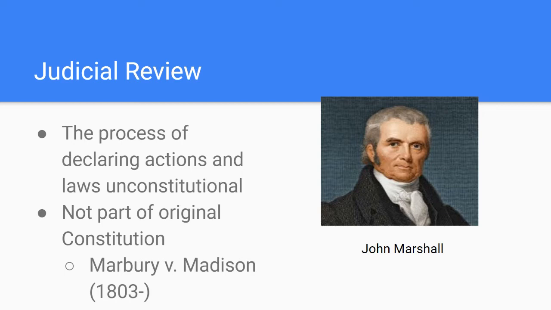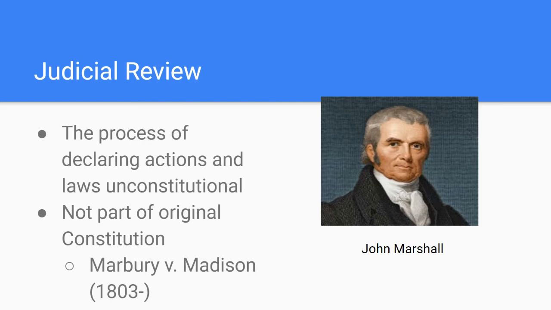The idea of reviewing what Congress does and what the president does and deciding whether or not it's constitutional is known as judicial review. It's the judicial branch reviewing the decisions made by the other two branches and then preventing them from going into effect if they're deemed to be unconstitutional.